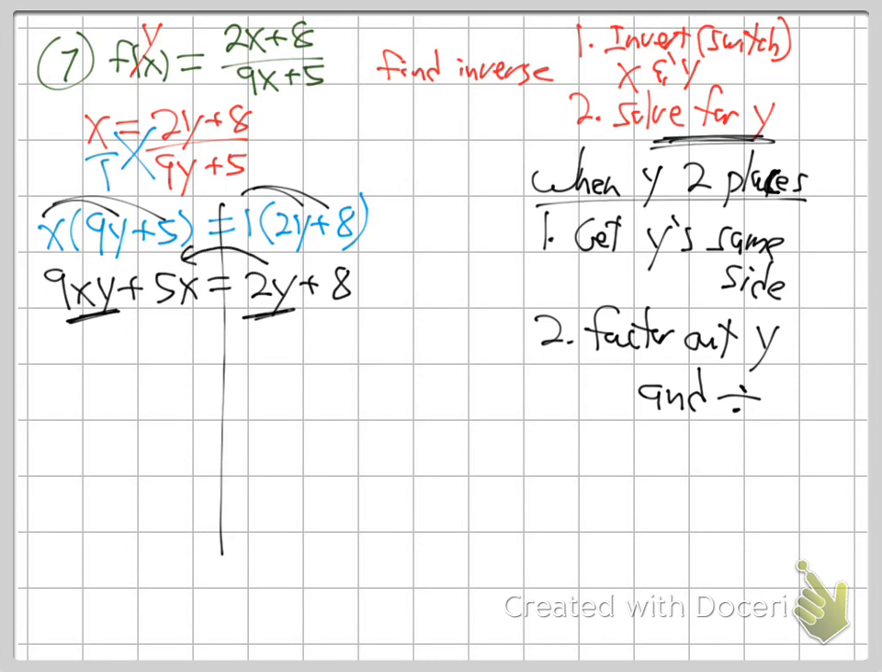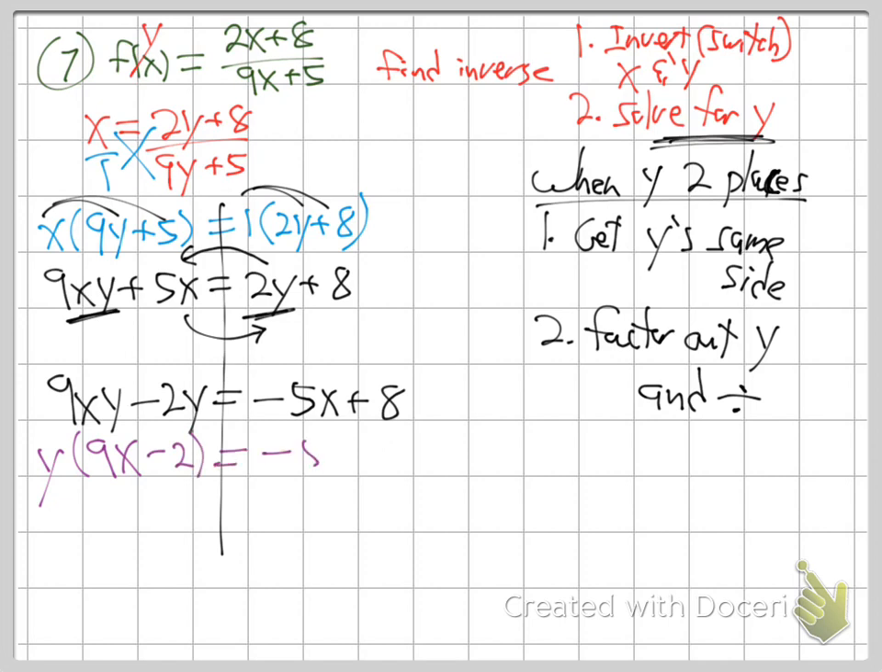So jump the 2y here, the 5x back. So we get 9xy minus 2y is negative 5x plus 8. Is that good? They switch positions. Signs in front change, don't they? When things jump to the other side of the equal sign. Factor out the y. Like that. And last step, divide by the 9x minus 2. There it is.